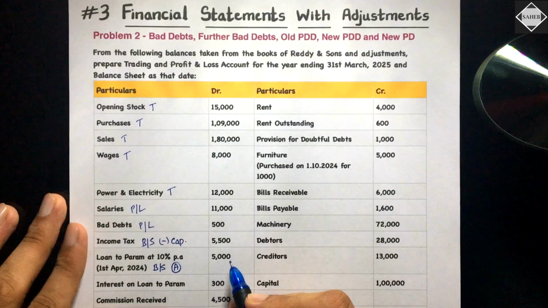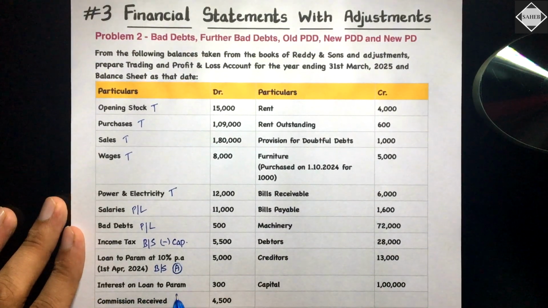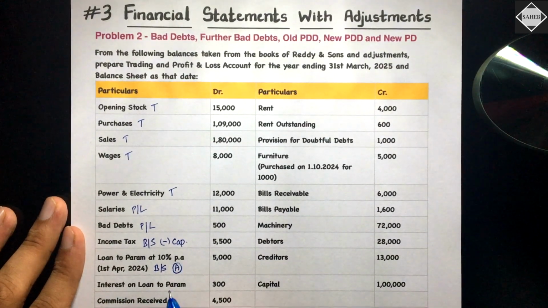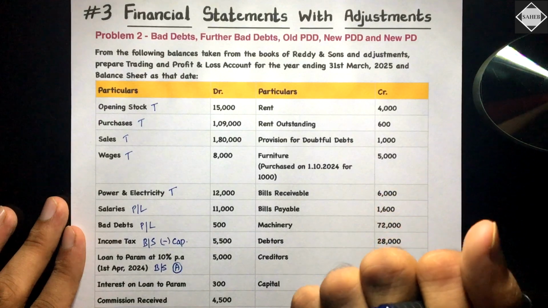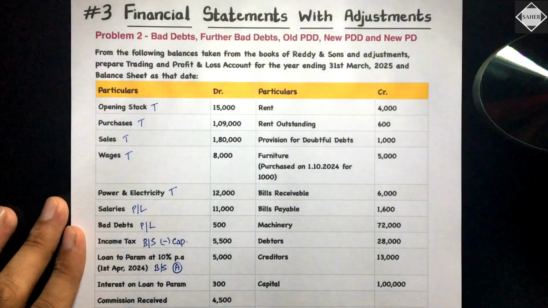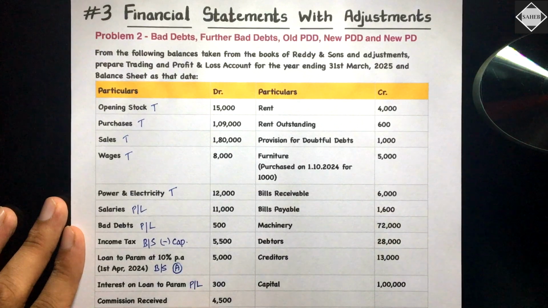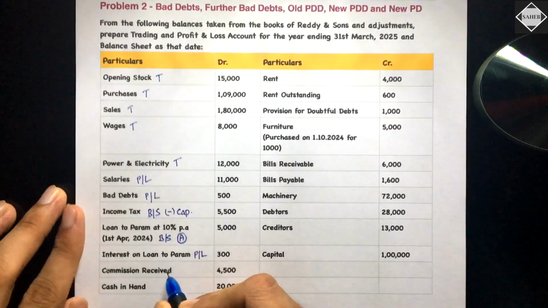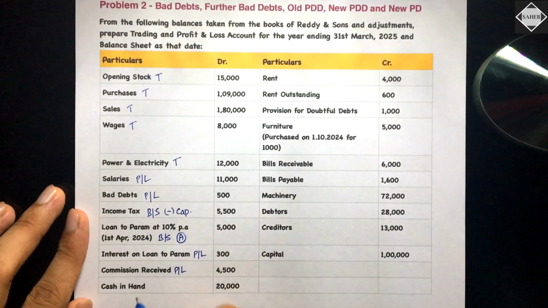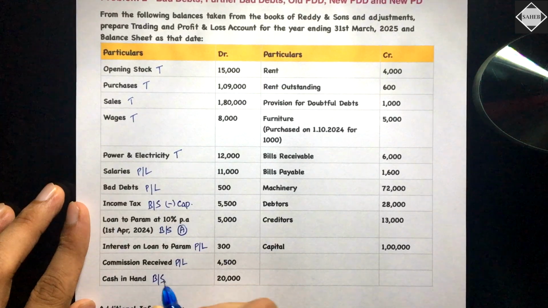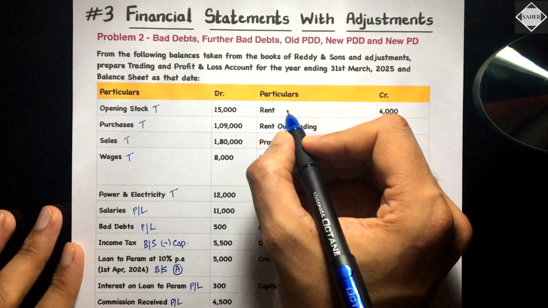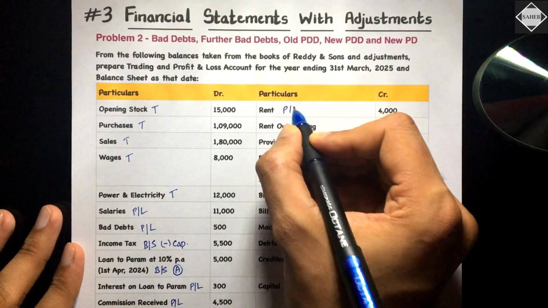Then the very next line, see, interest on loan to Param. Now what is this? This is the interest income we have got from Param. We have given a loan, so we will earn interest. So this is an income which will go in P&L. Then we have commission received. Commission received, you all know, it's an income which will go in P&L. Cash in hand, balance sheet. Rent is an expense which will go in P&L.